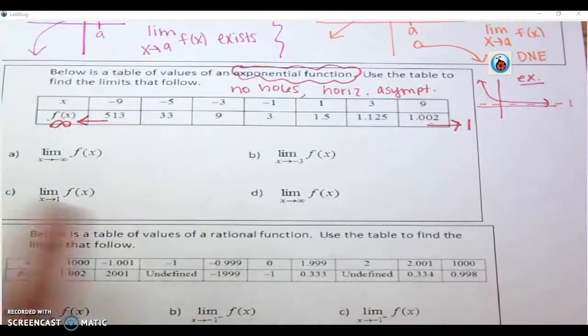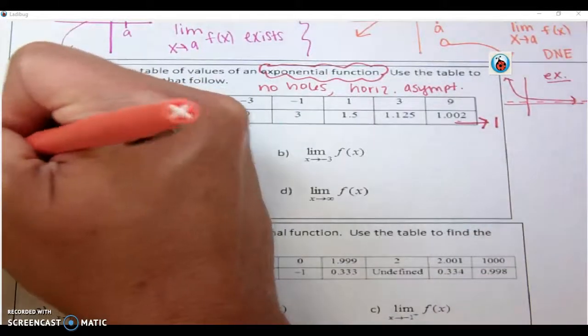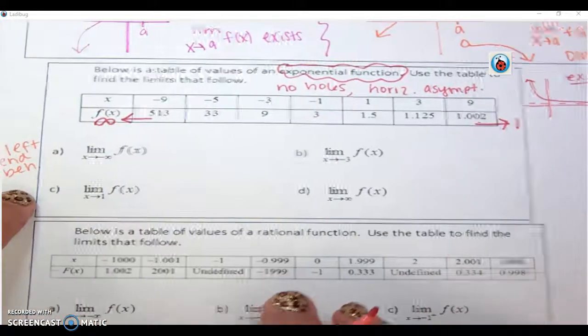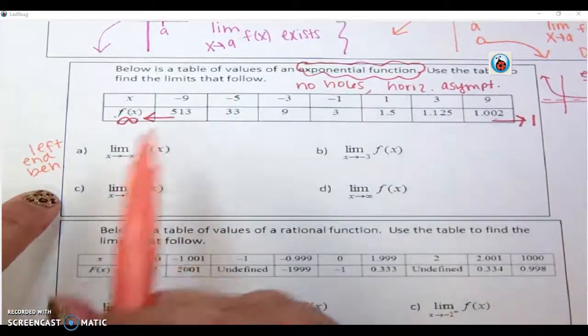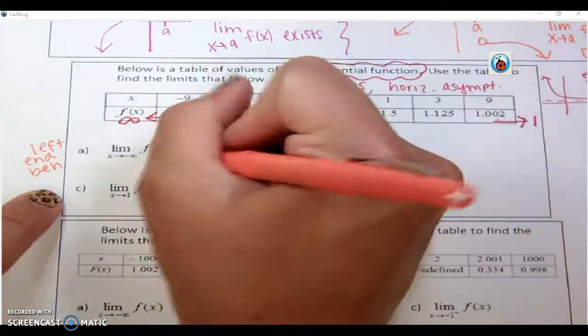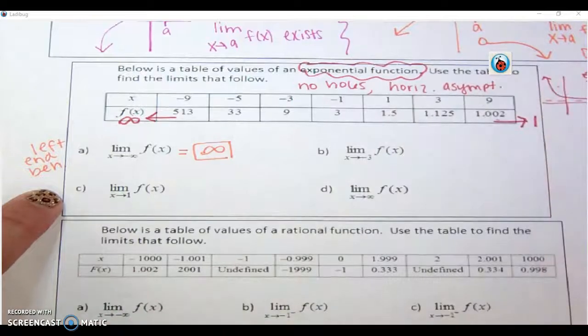Okay, so let's answer the questions. The limit as x approaches negative infinity. So they're talking about that left end behavior. We said on the left side of this graph, these numbers are getting bigger and bigger and bigger, so it's going towards infinity, just like my picture up here.